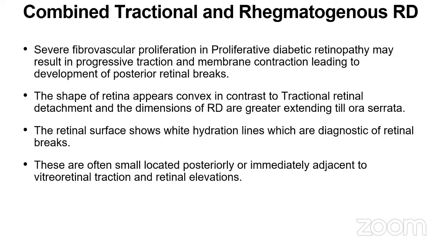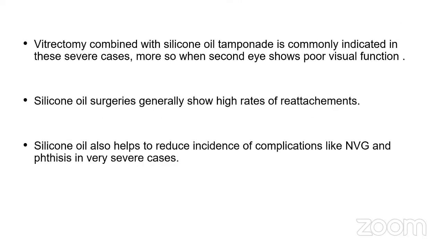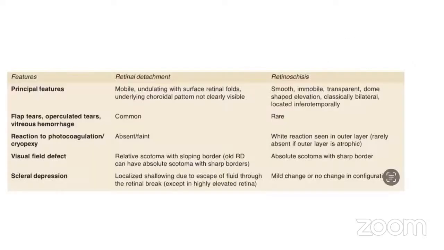So coming to combined tractional and rhegmatogenous RD. Proliferation in proliferative retinopathy may result in progressive traction and membrane contraction, leading to development of posterior retinal breaks. The shape of the retina appears convex in contrast to tractional RD, and the retinal surface shows hydration lines, which are diagnostic of a retinal break. Vitrectomy combined with silicone oil tamponade is commonly indicated in these cases. Silicone oil surgeries generally show a high rate of reattachment. Silicone oil also helps to reduce the incidence of complications like neovascular glaucoma and phthisis in very severe cases.